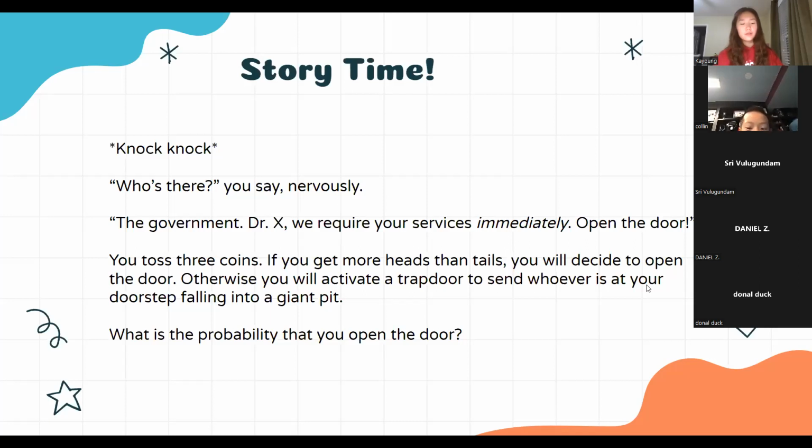Ooh. I feel like you would get in more trouble with the government if you were to send them into a giant pit. True. Okay, Shrey, explain to us why you think it's 1/2.